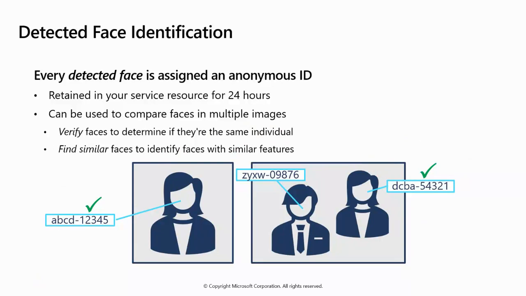Now, this ability to compare faces without knowing who they belong to can be useful in systems where it's important to make sure the same person is there more than once, but you don't need to know who they are. For instance, we could take pictures of people as they enter and leave a secure area to make sure that everyone who entered leaves.